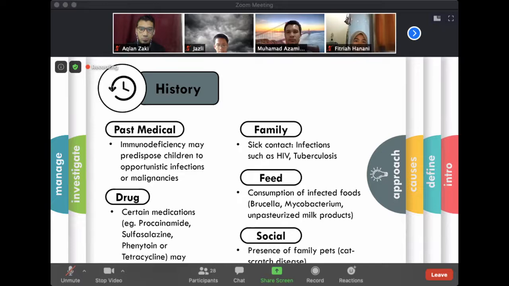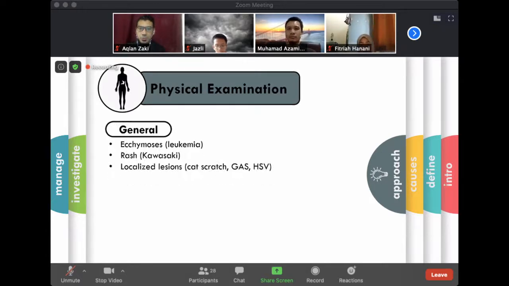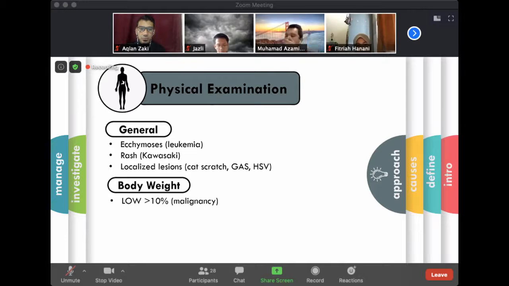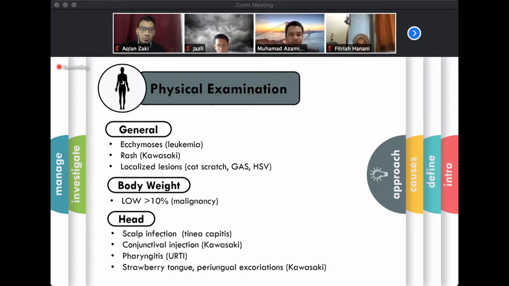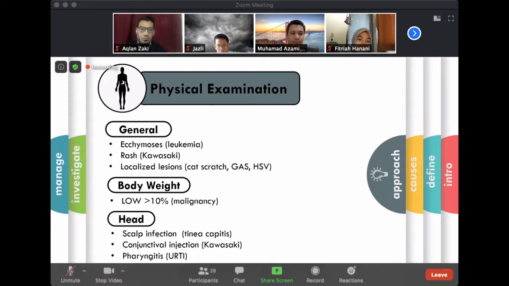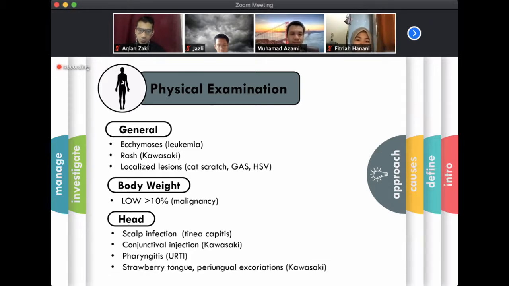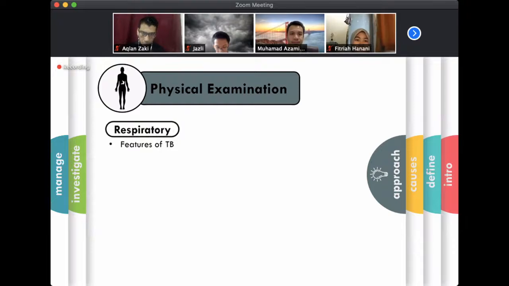So for the physical examination in general, we look for any skin lesions such as ecchymosis, papules, or rashes. Next one is to measure the body weight for any weight loss. For the head examination, we look for any presence of scalp infection, signs of throat infection, and also mucosal changes. Next, for respiratory, we look for any features of previous primary TB infection, and for the abdomen, look for hepatosplenomegaly.